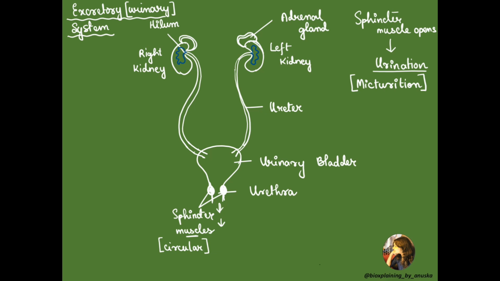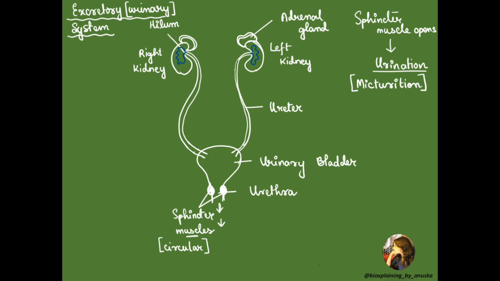Additionally, in the diagram you will also be able to note that there are cap-like structures present on top of each kidney. What are these cap-like structures known as? These are known as the adrenal gland. Whenever we talk about anything relating to the kidney, we use the term renal. So something which is present on top of the kidney is known as adrenal.